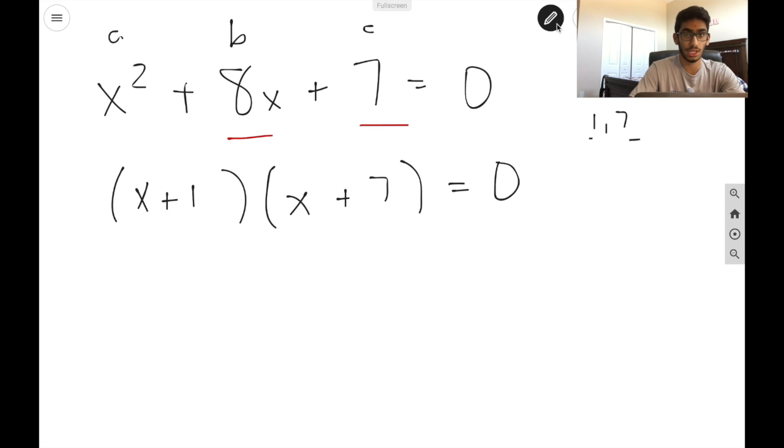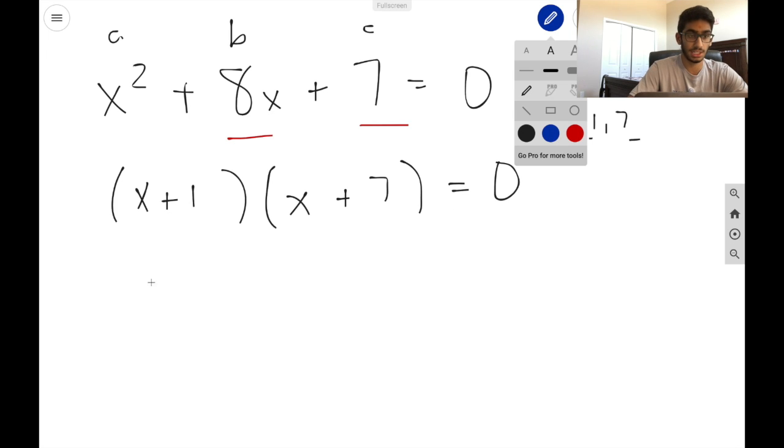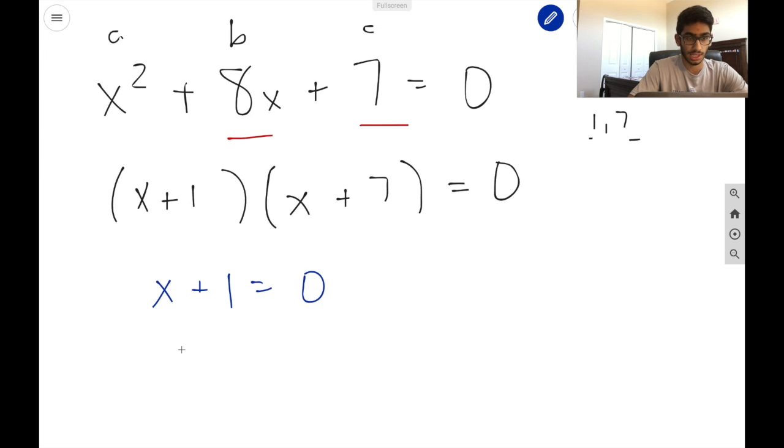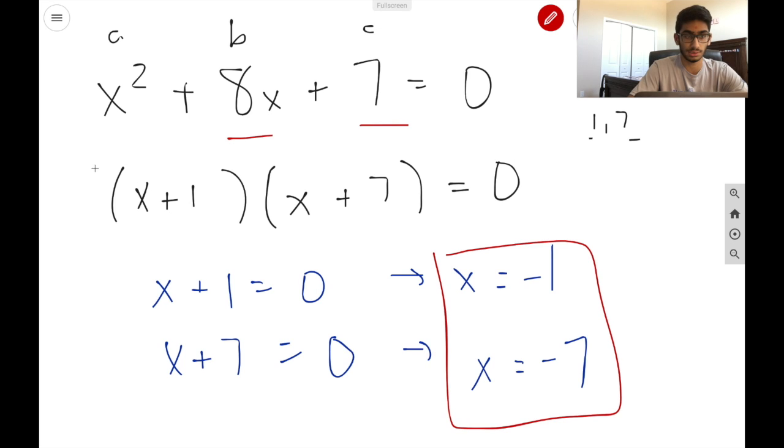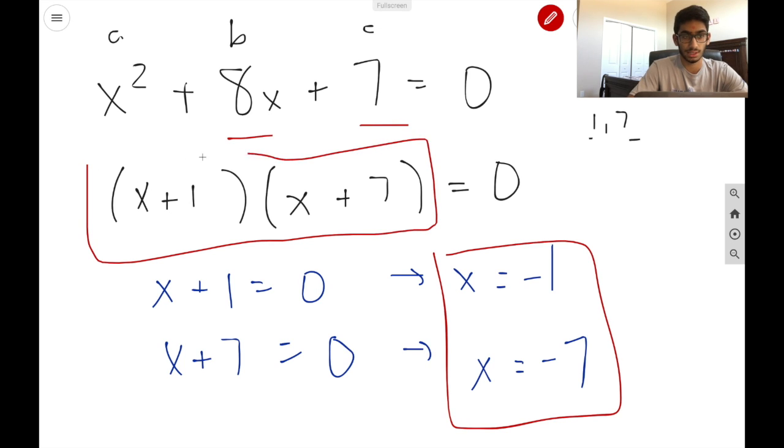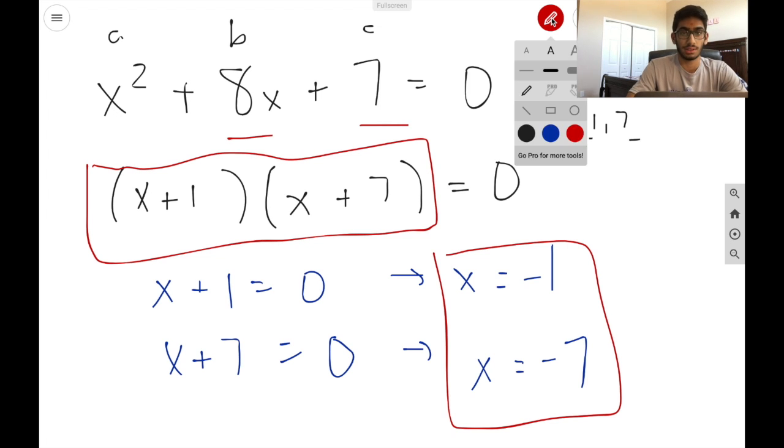Now you want to solve for it. So you want to say each factor is equal to 0. So x plus 1 equals 0, and x plus 7 equals 0. All we have to do is flip the sign. So this becomes x equals -1, and this becomes x equals -7. These are your answers, and this is your factoring. Like I said, it's not that hard, but this is only for a equals 1. Alright, we can do another problem.